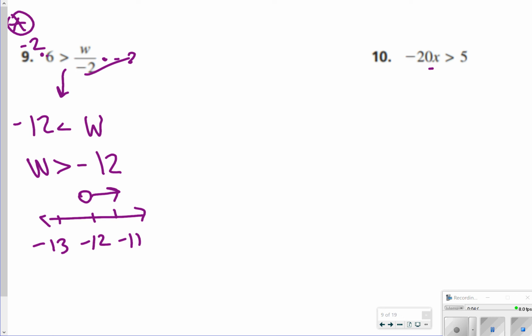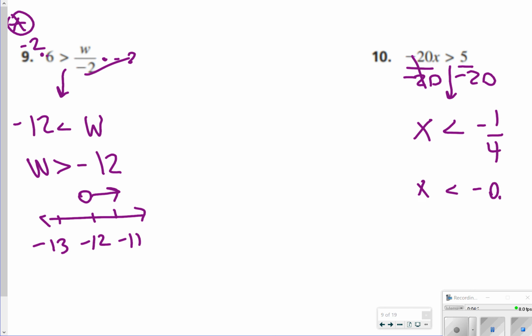Same thing is true for number 10. Because we're dividing by a negative, in order to make this inequality true, I'm switching my inequality sign from greater than to be a less than. So x is less than negative 5 over 20 or negative 1/4, or you can say negative 0.25. Both of those mean the same thing. Just make sure you swapped that inequality symbol. I'm going to do 0, 1/4. Oops, that's negative. Sorry, guys. 0, negative 1/4, negative 1/2. And that would be an open circle pointing to the left.